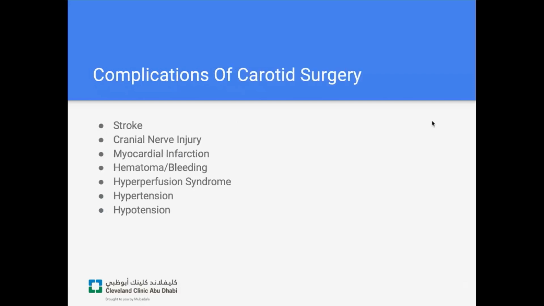I'm going to switch gears a little bit. So now that carotid endarterectomy is the standard and you perform a carotid endarterectomy, the typical board type questions, CSAP, BSAP questions involve these complications of carotid surgery. After carotid surgery, patients may experience stroke, cranial nerve injury, myocardial infarction, hematoma bleeding, hyperperfusion syndrome, hypertension, and hypotension. I'll speak to MIs and hypertension, hypotension, and hematoma briefly because I won't focus on them later.